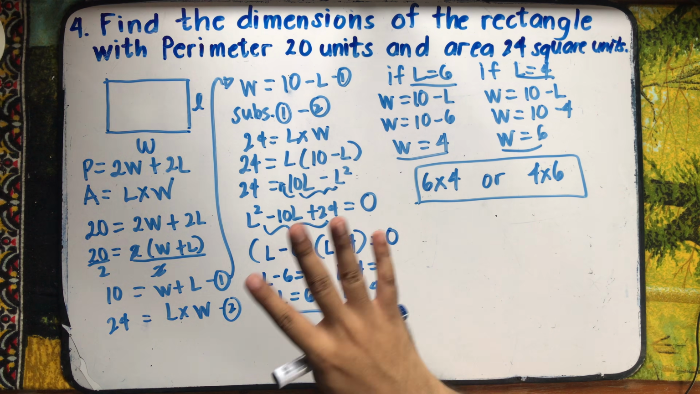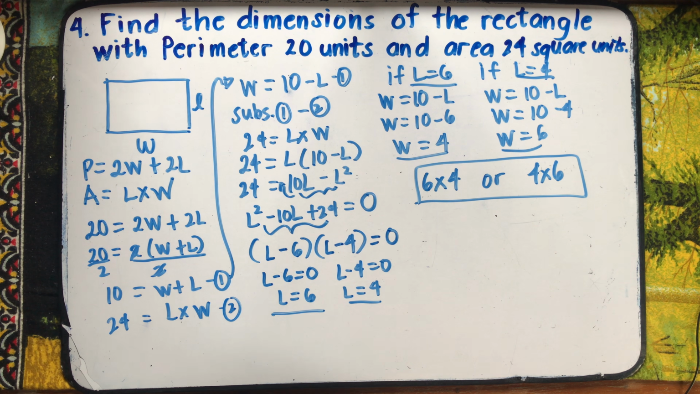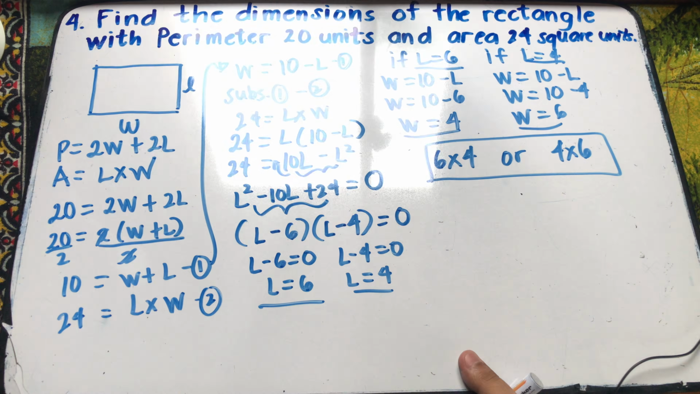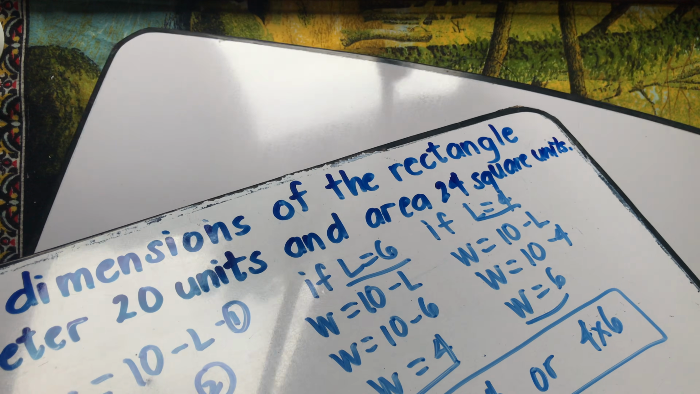Okay, so that is how we solve these word problems and write systems of equations if we are given this one. And for the last problem, we are given problems involving fractions. So for problem number 5, let us just write the problem.